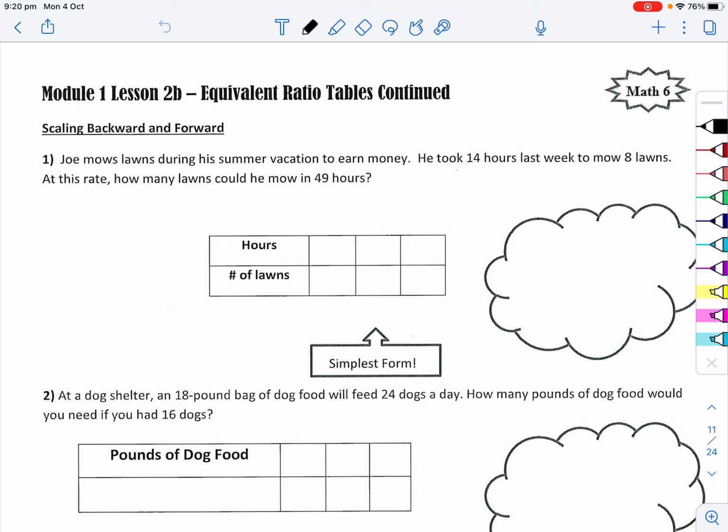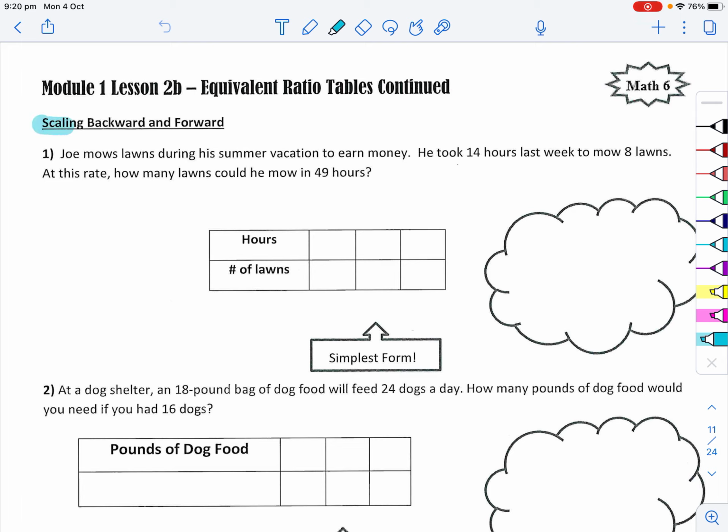Hey everyone, today we are going to be working with more equivalent ratio tables, but today we are going to be scaling backward and then forward. So we are going to be simplifying, which is dividing, and then to go forward we are going to multiply, so we'll be multiplying. So the last couple of days we've worked on doing those two ideas separately, and now we're going to do them together.